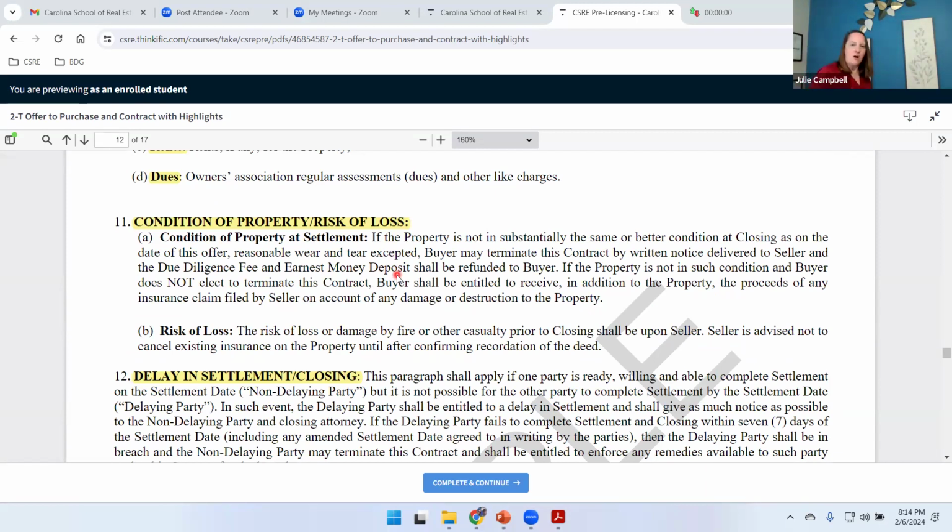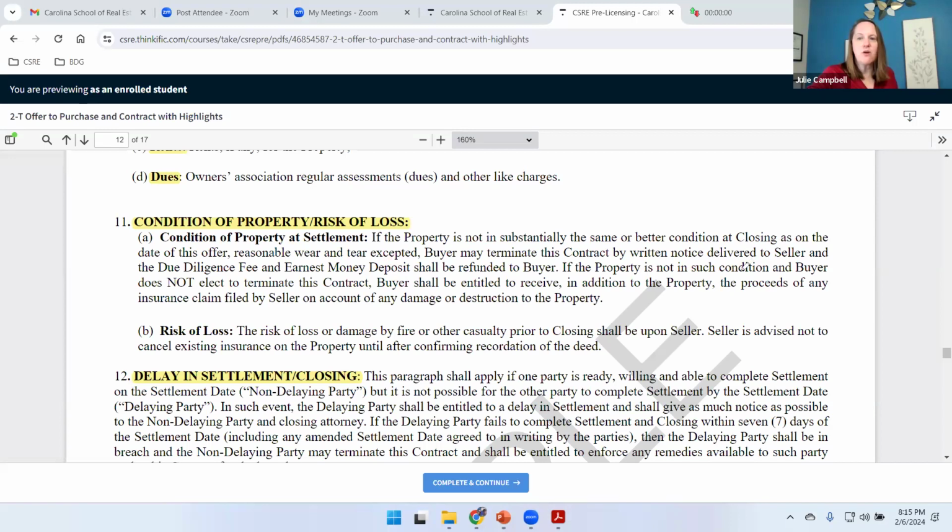Condition of property, risk of loss. If the property is not in substantially the same or better condition at closing as of the date of this offer, reasonable wear and tear expected, the buyer may terminate this contract by written notice delivered to the seller, and get their due diligence and their earnest money back. Let's say we're under contract and the house burns down. The buyer's got a decision to make. They can terminate this contract and get their due diligence and earnest money back, or they can go on and purchase the property.